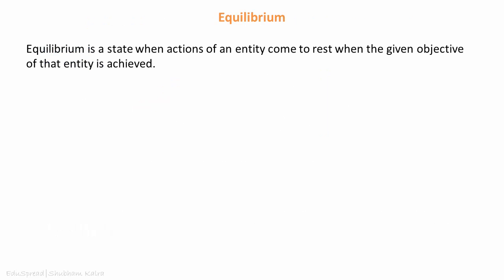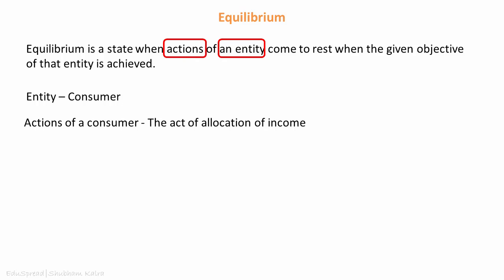Now let's discuss the meaning of equilibrium, as I will be using this word often as we proceed further. By definition, equilibrium is a state of rest. It is a state when actions of an entity come to rest when the given objective of that entity is achieved. As we are talking about consumer behavior in this course, the entity is consumer in our case. Now, what are the actions of a consumer? The act of allocation of the money that he has, or say his income, to different goods is his action.